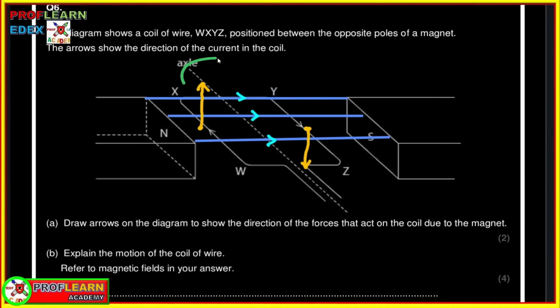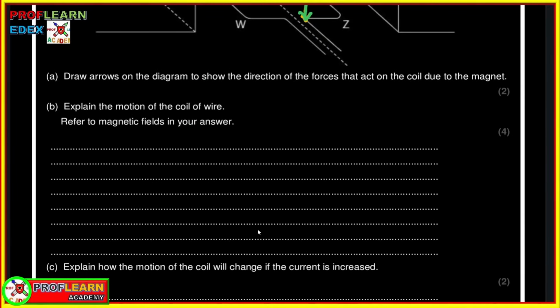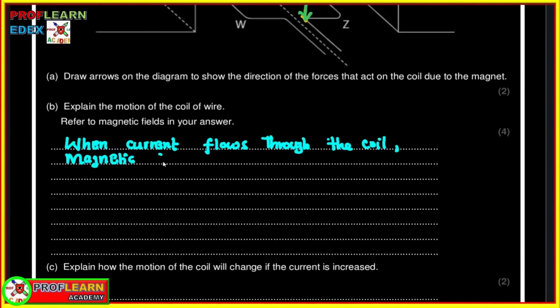So then the coil is going to experience a rotational kind of motion. Now we're supposed to explain the motion of the coil of wire, and we need to refer to the magnetic fields. I've already mentioned that when current flows through a wire, magnetic fields are created around the wire due to the flow of current. Then once those magnetic fields interact with the magnetic fields of the permanent magnet, the coil is going to experience a force.